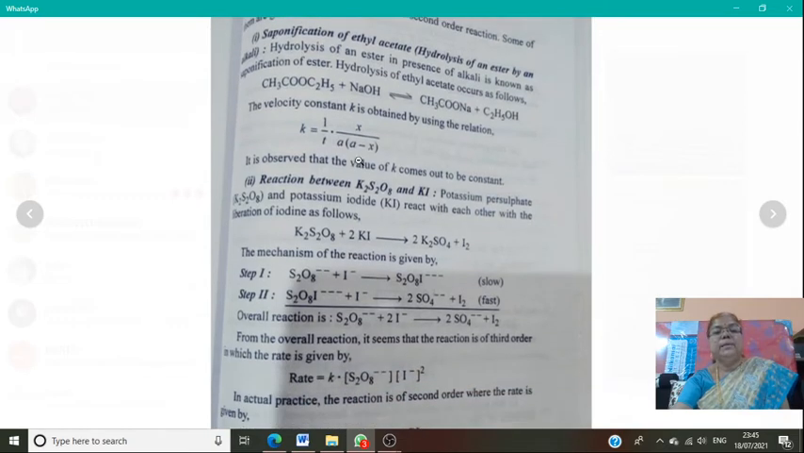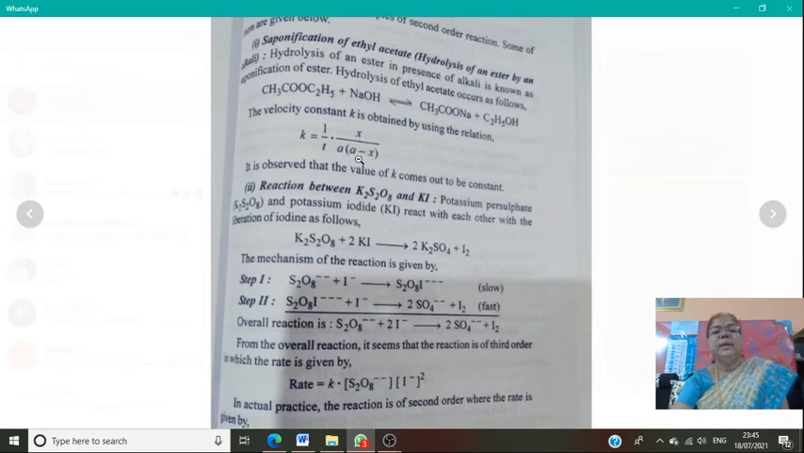If we add NaOH to the ethyl acetate, we get sodium acetate plus ethyl alcohol, and the velocity constant K is obtained by using the relation K equals 1 by T into X upon A into (A minus X), where X is the decrease in concentration, A is the initial concentration, and T is the time.